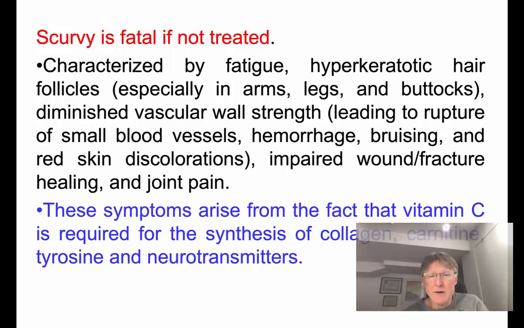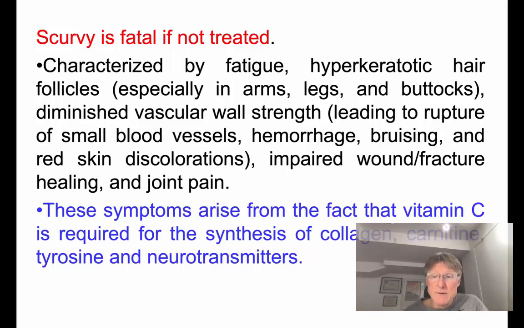So if you cannot make collagen, then your skin becomes easily bruised. Your blood vessels can easily break. So everything that requires some degree of rigidity in a structure will be affected, including bones. So that's why you have all these fractures, wound healing problems, joint pain, hemorrhage, bruising. These are all associated with the inability of your body to produce collagen.